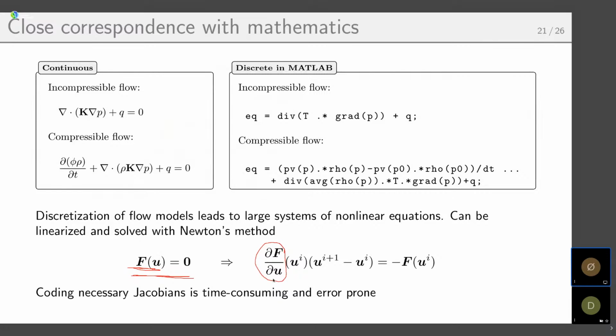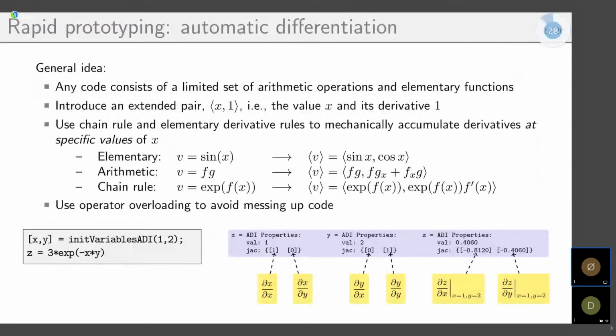That's the Jacobian. And computing this Jacobian and coding that is a very time-consuming and a very error-prone process. So this is where automatic differentiation comes to the rescue. And this is the second main building block that I'm going to talk about today. The general idea here is that any code consists of a limited set of arithmetic operations and elementary functions. So in automatic differentiation, instead of just working with the value of a function, we introduce an extended pair. So we have the value and its derivative of that function.